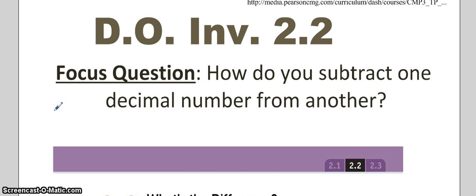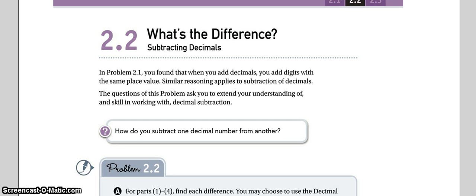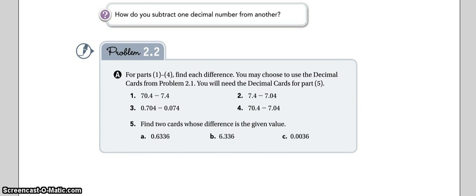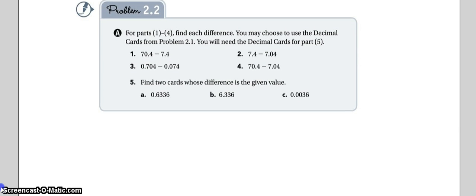The decimal points, lining those up, keeps our larger place values in line on the left side of the decimal, and our smaller place values all lined up on the right side of the decimal. So we're going to come down here and take a look at the very first part of our investigation together.